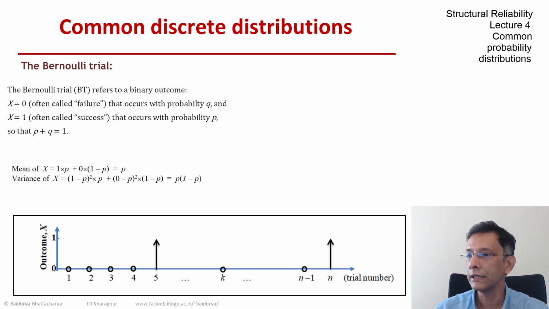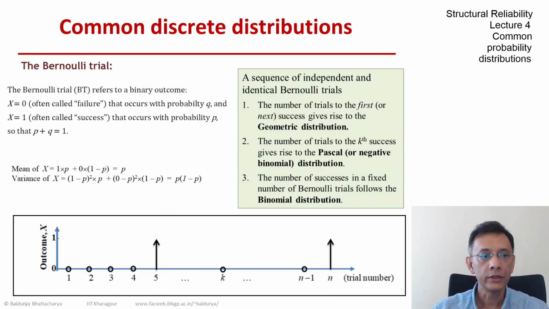So what you see on the screen is just one such sequence. The outcomes are either 0 or 1 on the y-axis, and on the x-axis is the trial number. So in this particular case, you see that the first trial is a failure, the second trial is a failure, and so on until the 5th trial, which is the first success, and it goes on until we have success again in trial number n. So the 3 random variables that come out of this consideration are as follows.